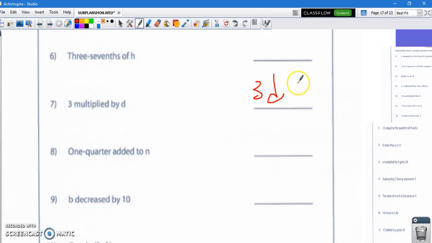Okay, and of course, you know the deal. Another way that can be written. Number 8, 1/4 added to n. What does 1/4 look like? Oh, I know. 1/4 is 0.25 cents, isn't it? Yes. 1/4 added to n. So added to means actually you're starting with n. So n plus 1/4. So that's 1/4 added to n.